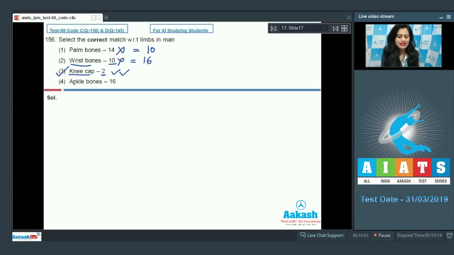The last match given is ankle bones, and the match is 16 in number. As it is an incorrect match, this cannot be a correct answer to our question, because ankle bones are 7 in each hind limb, so there are a total of 14 ankle bones in a man. So the correct answer to this question is option number 3. Let's discuss our next question.